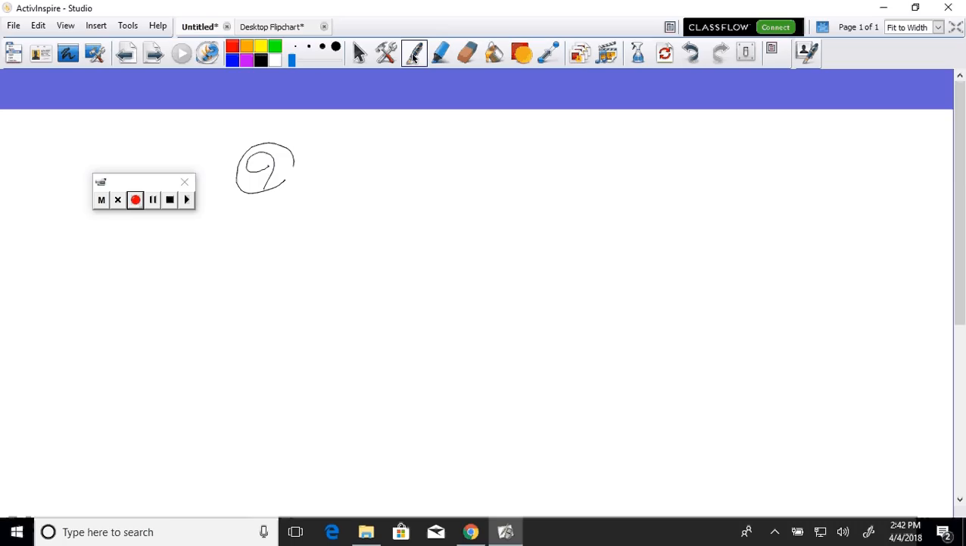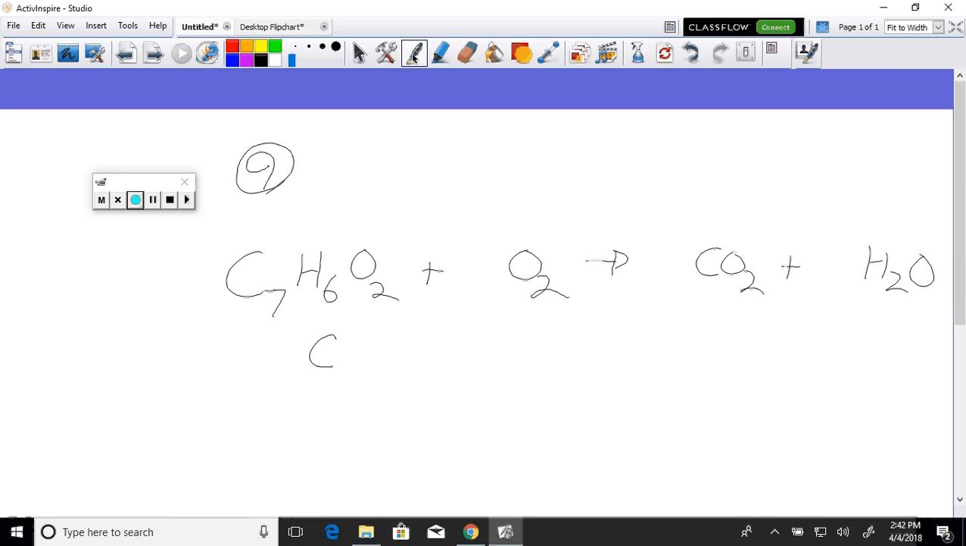Everybody jump down to number 9. Okay, this is a toughie. C7H6O2 plus O2 gives you CO2 plus H2O. All right, carbons, hydrogens, oxygens. 7 carbons, 6 hydrogens, 2 plus 2 oxygens, 4 oxygens. 1 carbon, 2 hydrogens, 3 oxygens.